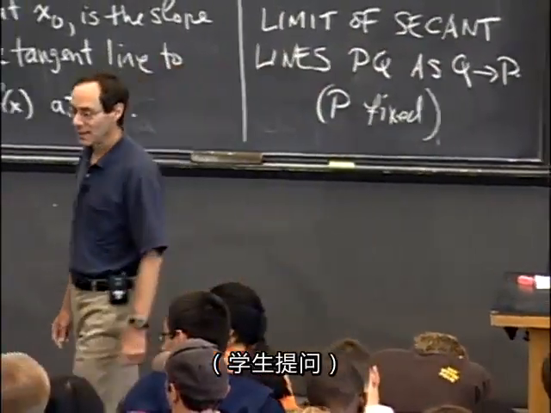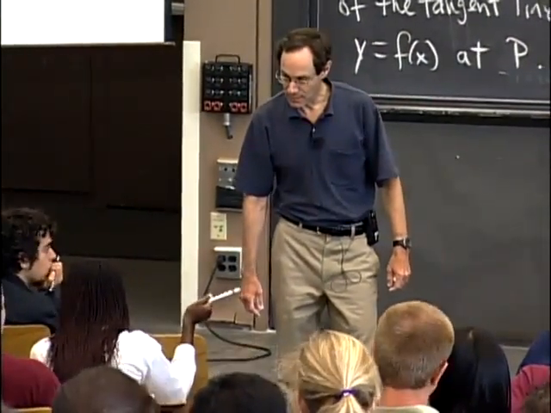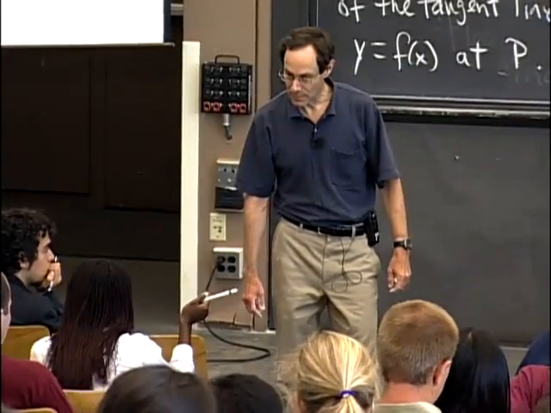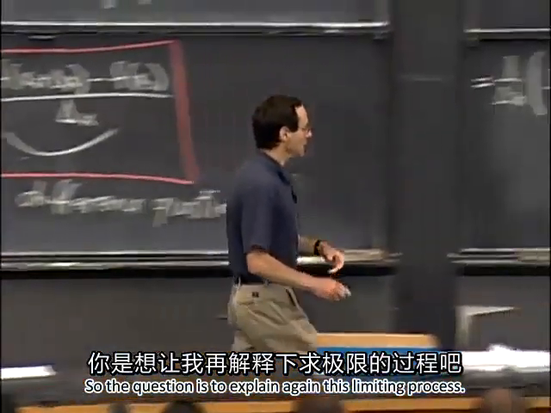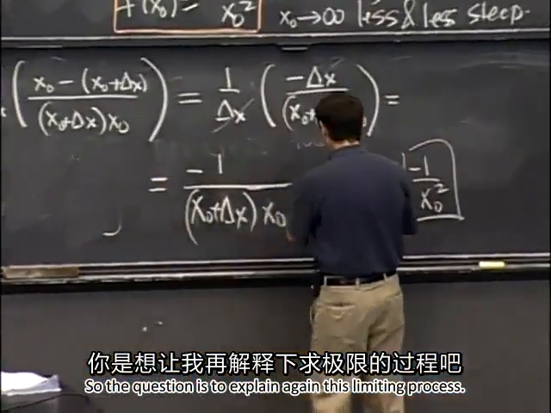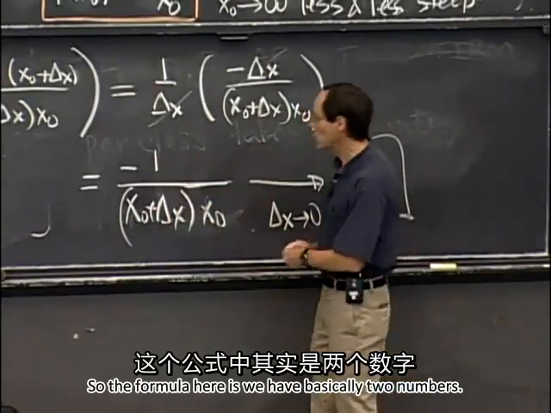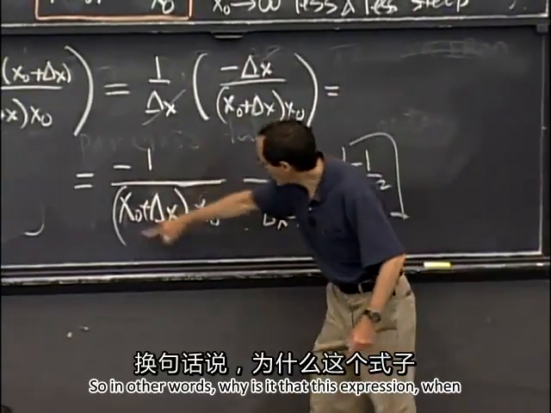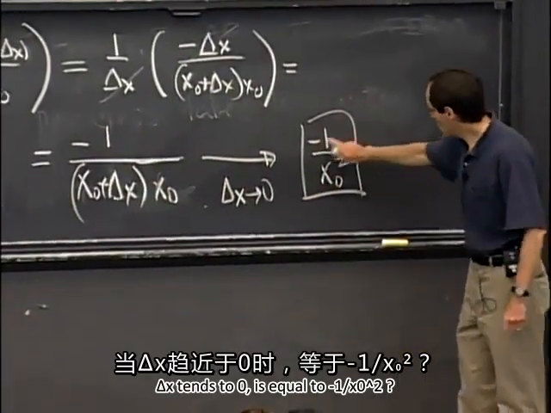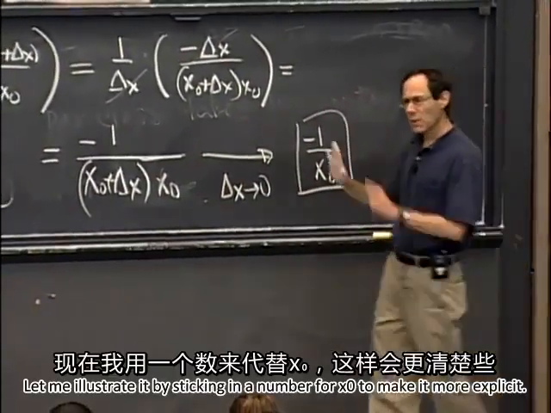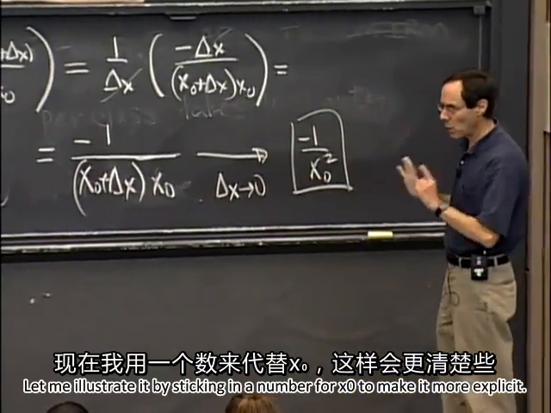Yes? So the question is to explain again this limiting process. So the formula here is we have basically two numbers. So in other words, why is it that this expression, when delta x tends to 0, is equal to minus 1 over x0 squared? Let me illustrate it by sticking in a number for x0 to make it more explicit.